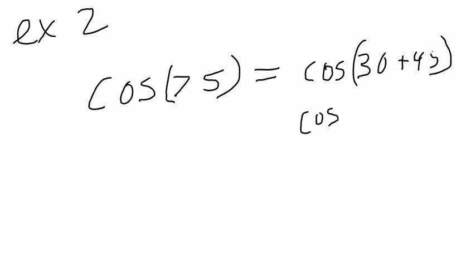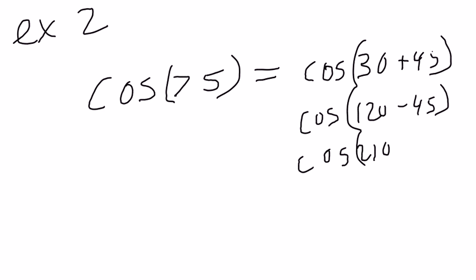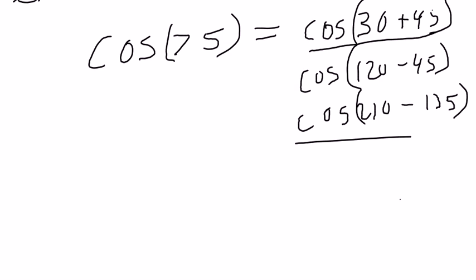I could use cosine of 120 minus 45. That equals 75. There's a bunch of them on here. 210, I bet, minus 135. Yep, that's 75. So I could also use cosine 210 minus 135. So it doesn't matter which of these that you choose. Each of these will give you the right answer. Okay, so we're going to go ahead and choose this top one. Cosine of 30 plus 45.